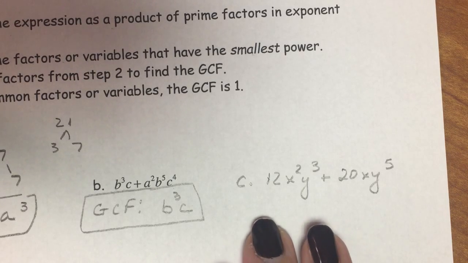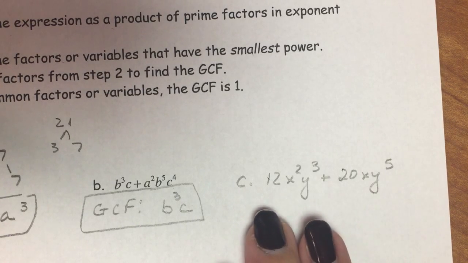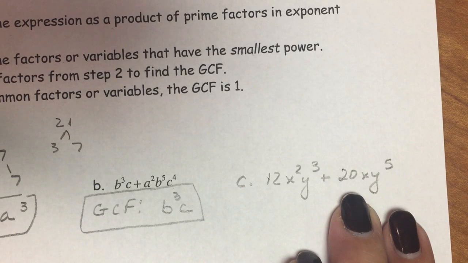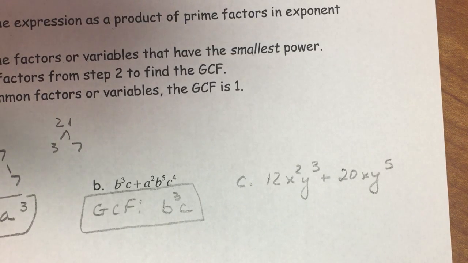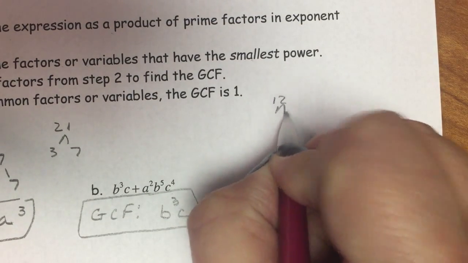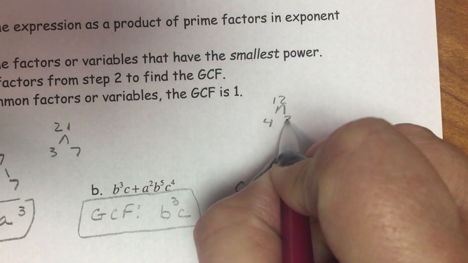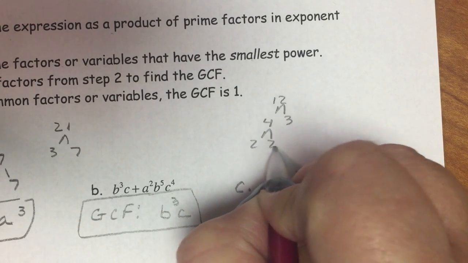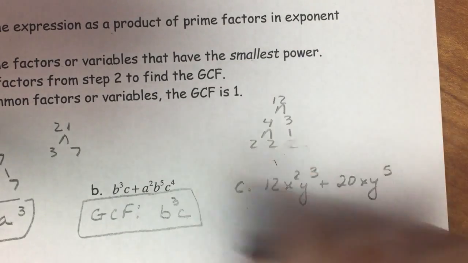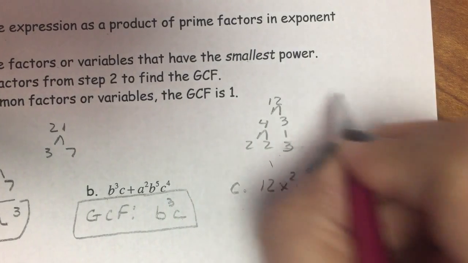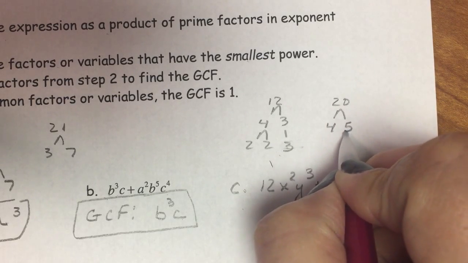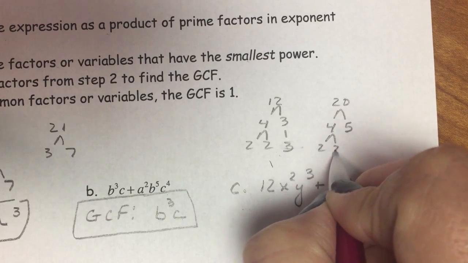All right, so now let's think of this 12 and 20. What's the largest number that divides into both 12 and 20? If you can't think of what that is, then you can go ahead and do your prime factoring. So if I do 12 up here, that's 4 times 3, but the 4 breaks down into 2 and 2. And then if I do 20, 20 is 4 times 5, but again, the 4 breaks down into 2 and 2.